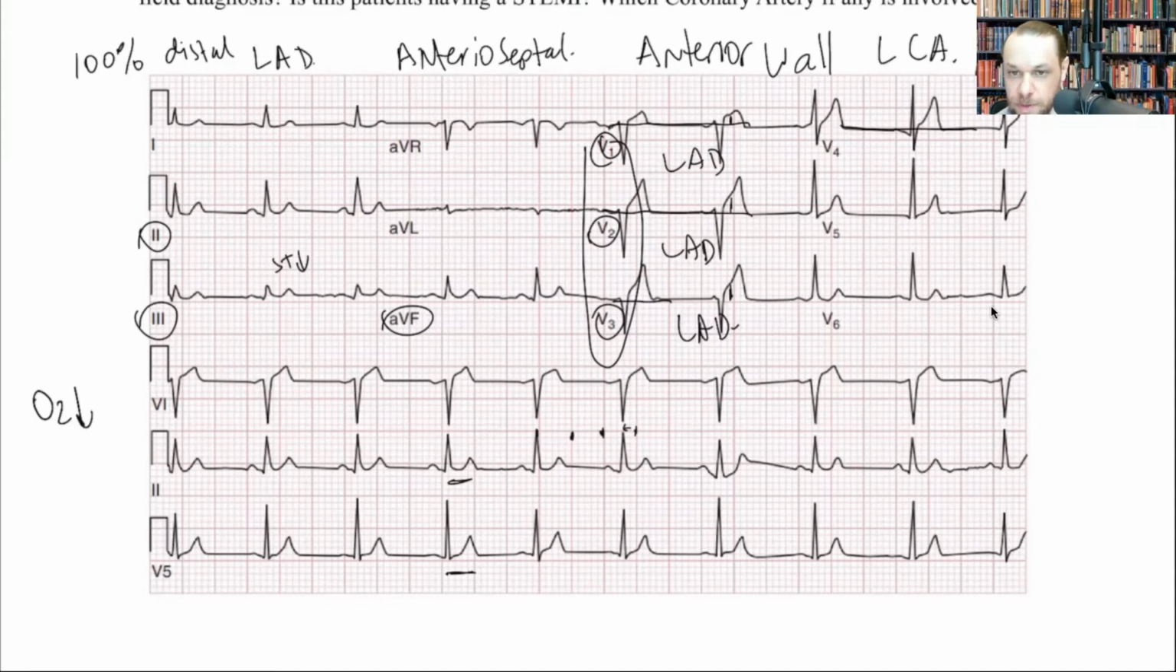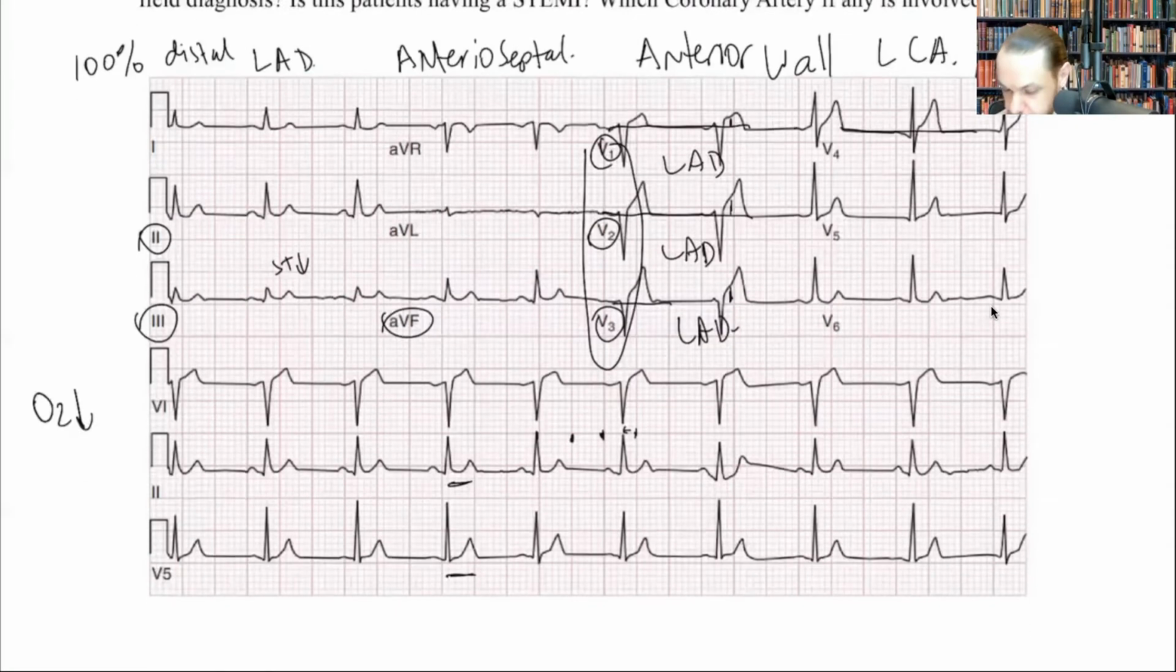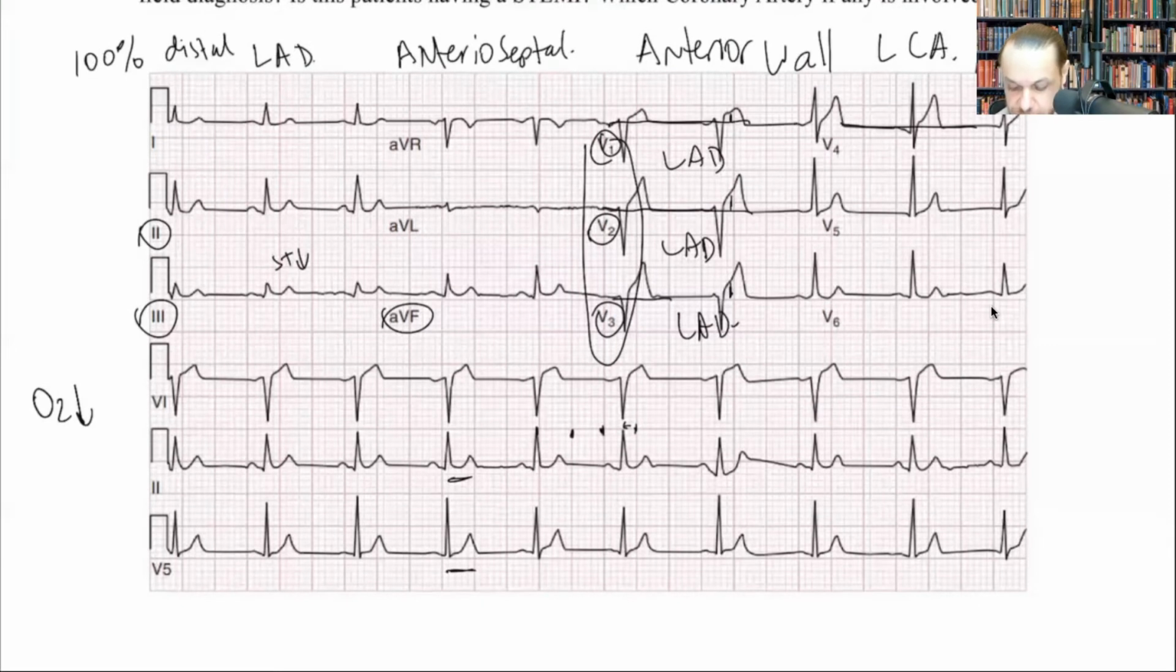Certainly, you're going to give them aspirin. Certainly, if the blood pressure is 100 or above and there's no RV involvement, you're going to give them nitrates, right? So yeah, this person had a distal left anterior descending occlusion, 100% in the cath lab.